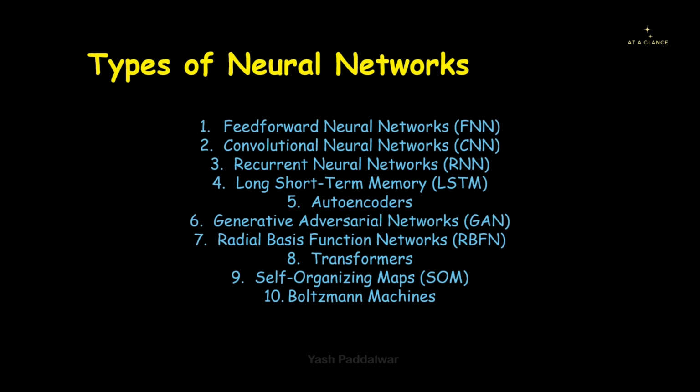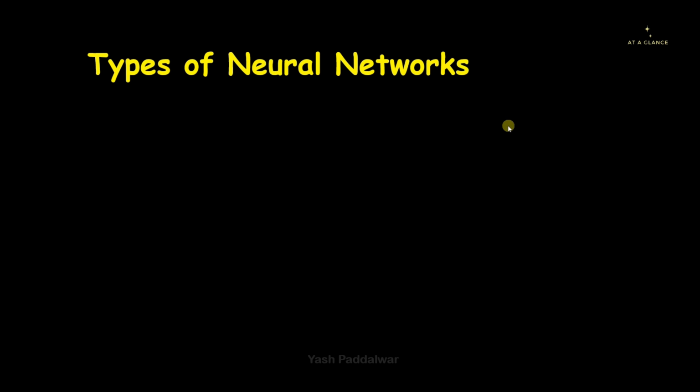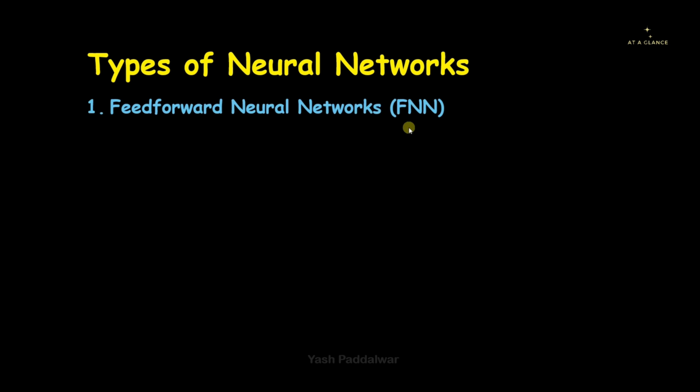So here are the most important types of neural networks. I have listed 10 of them. We have FNN, CNN, RNN, LSTM, Autoencoders, GAN, RBFN, transformers, self-organizing maps, and Boltzmann machines. We are going to look into all of this one by one in detail. Let's start with the very first type of neural network, which is FNN.